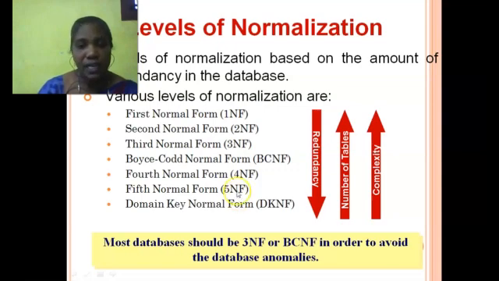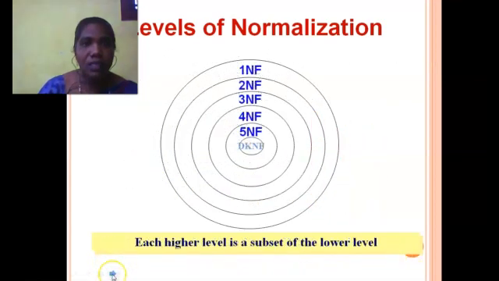But it is usually in order. Most databases should be in 3NF or BCNF in order to avoid database anomalies. The characteristics to consider are the complexity, the number of tables, and lastly the redundancy of the tables. So these are all the levels of normalization.